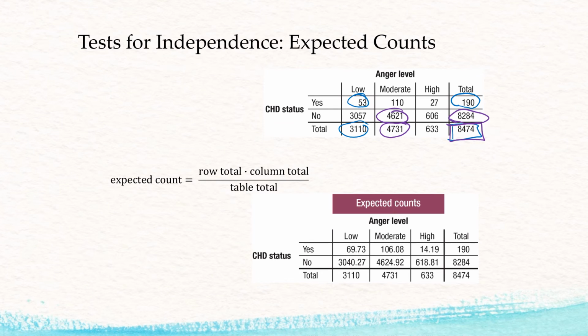So for low and yes, we had 69.73. For moderate and no, we had 7,624.92.